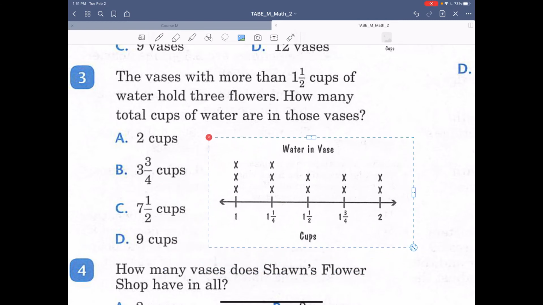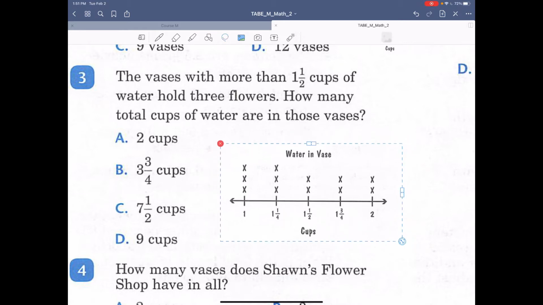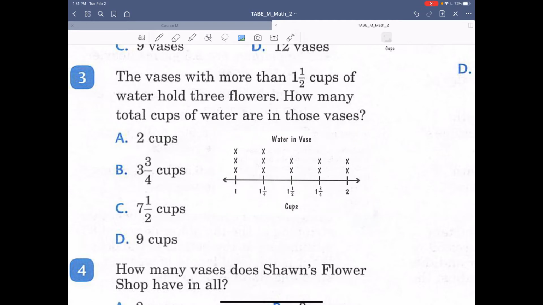Number 3. The vases with more than 1 1/2 cups of water hold 3 flowers. How many total cups of water are in these vases? So let's take a look. Shrink that down just a hair. We are interested in those with more than 1 1/2 cups. So we're interested in these and these. And I have 2 vases that have 1 3/4. And then 2 vases that have 2 cups of water.